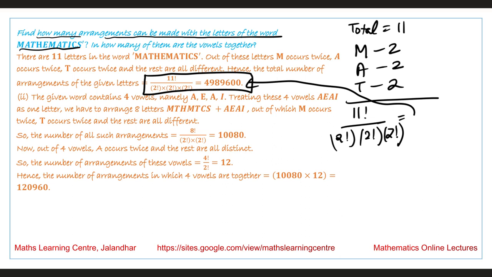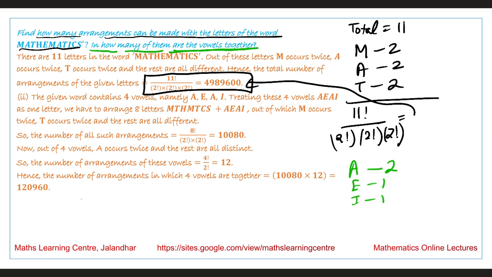is 4989600. Now the second case: in how many of them are the vowels together. The vowels in this case are A, which is twice, E, which is once, and I, which is once. So the vowels should be together.